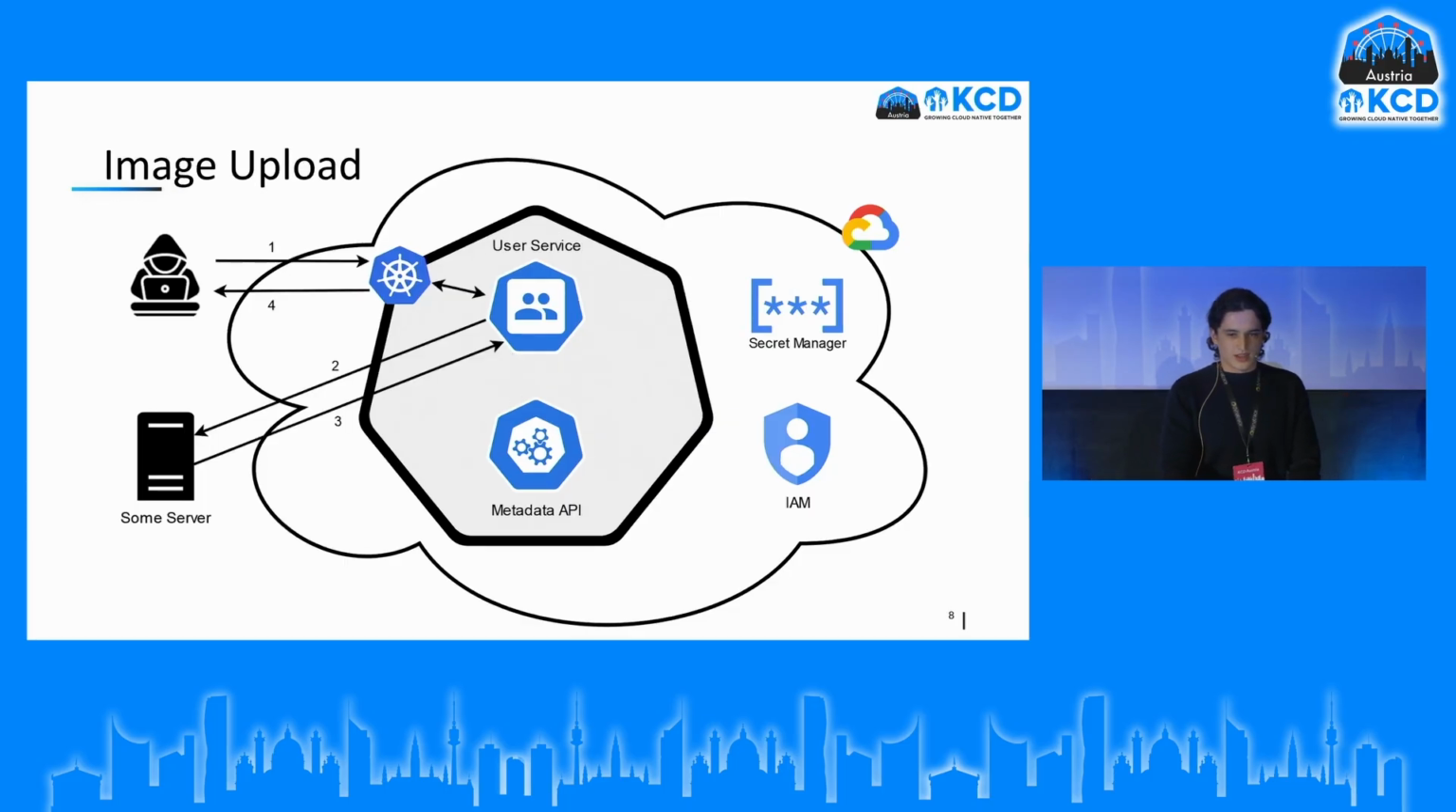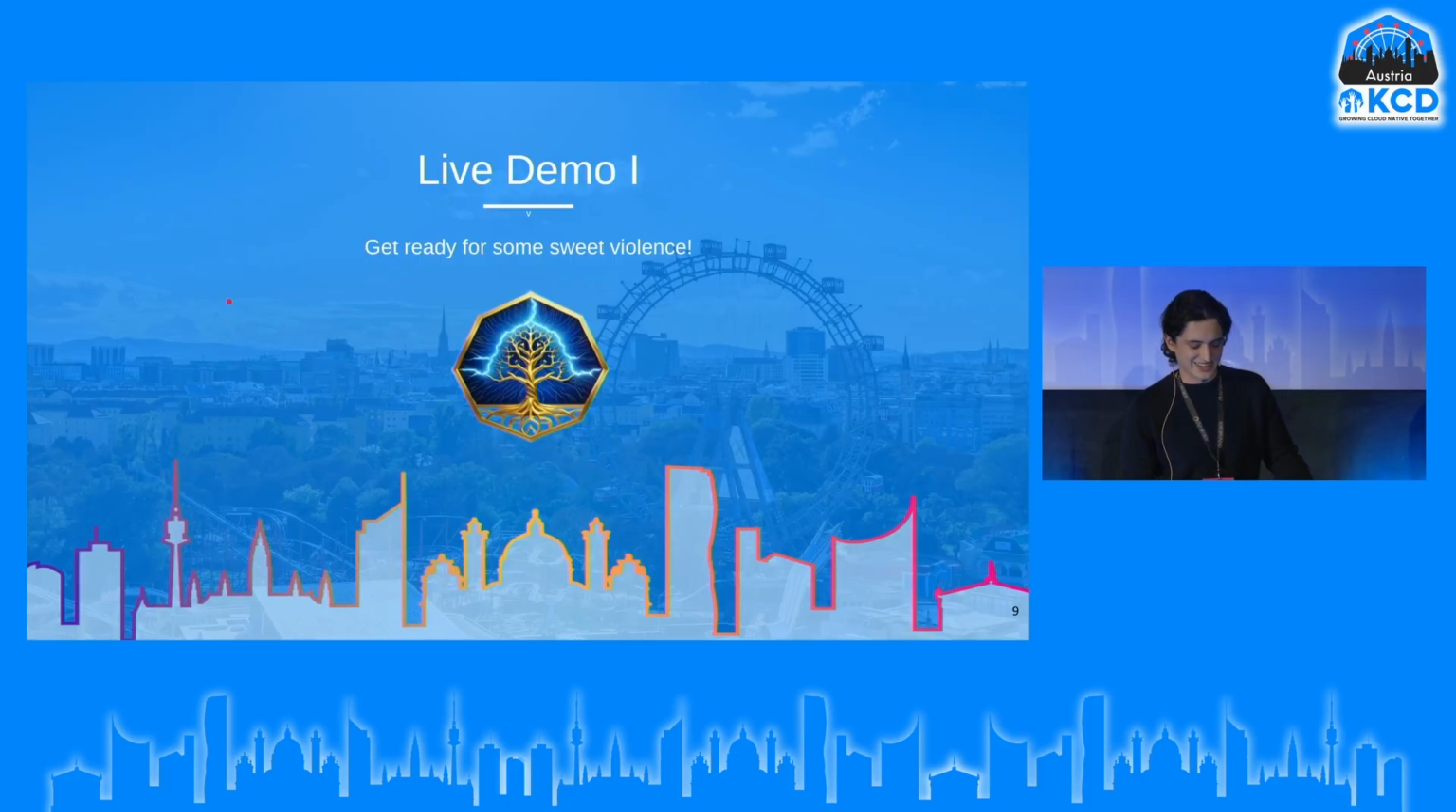User interaction with the service could look like this, for example, via image upload to change the profile picture of a user. The user could provide a URL pointing to an image hosted on a server and send this to the user service, and the user service requests the image from some server, encodes the result, sets it as the new profile picture of the user, and returns the new profile picture back to the user. Now, let me show you the demo live.